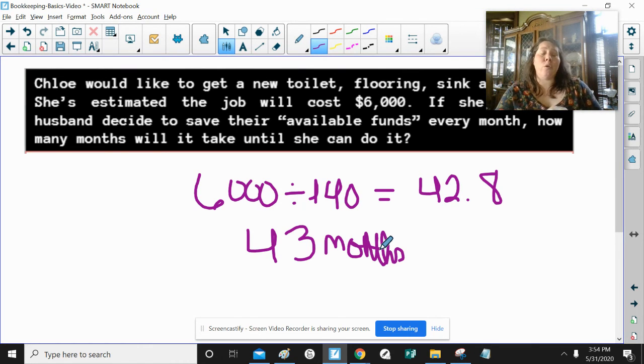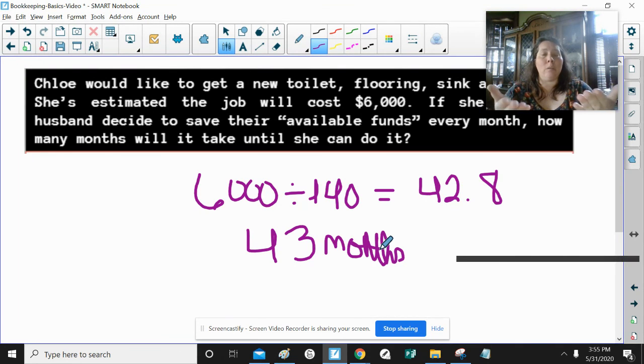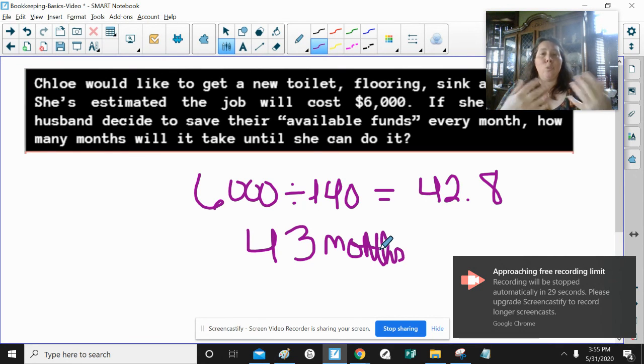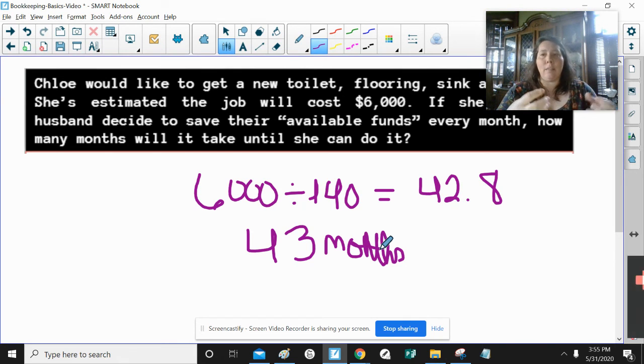So that's how you're going to go through each of these scenarios. You're going to look at their budget. You're going to calculate their income. You're going to calculate their expenses. You're going to subtract those 2 figures to come up with the available funds. And then you're going to use the available funds to answer the question. The available funds is an amount every month that they have. In this situation, we looked to see how long it would take to reach the number they need. In other situations, you just need the monthly amount.